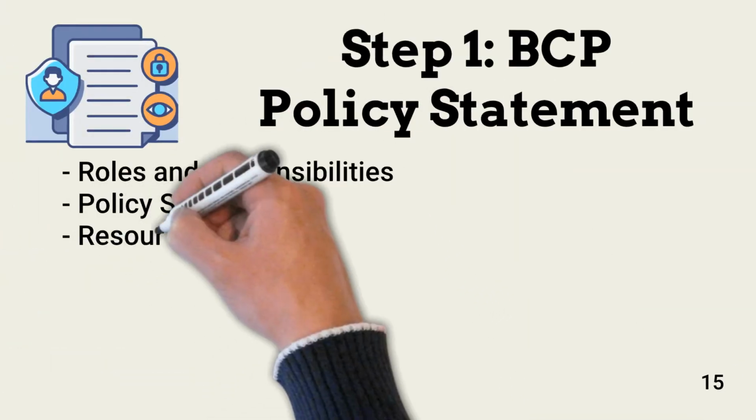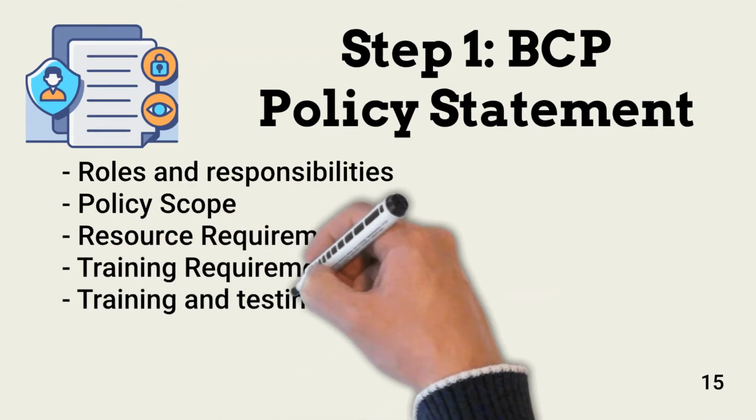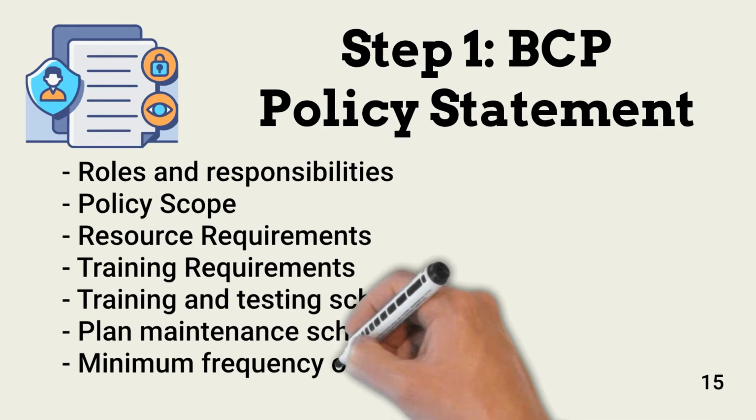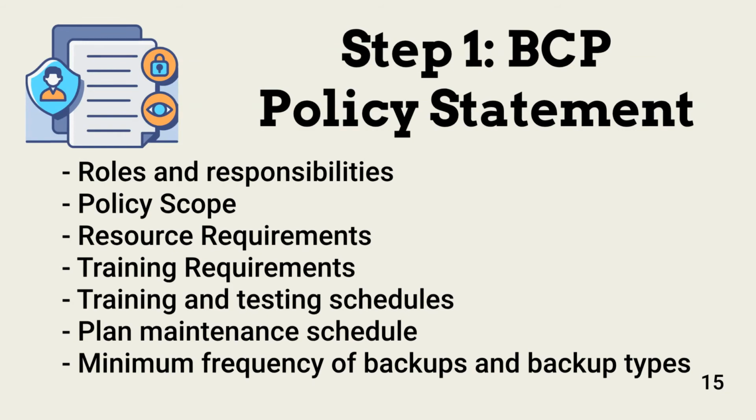Continuity planning begins with a policy statement. The policy statement sets the framework and requirements for the planning project. It provides management support and ensures the proper resources. It also sets forth training and testing requirements. Further, the policy statement sets a scope for the project.